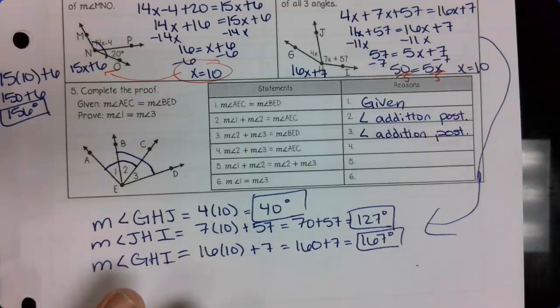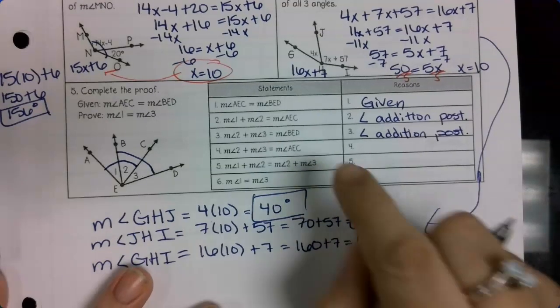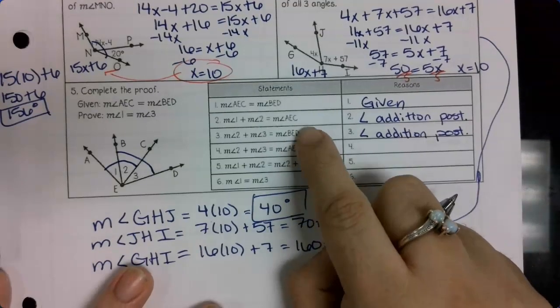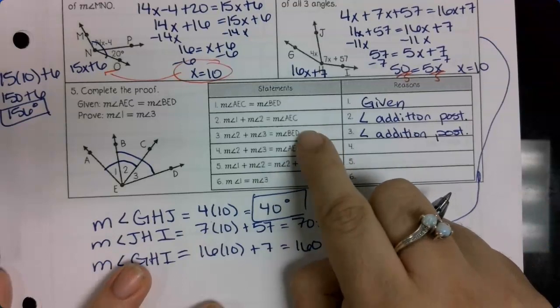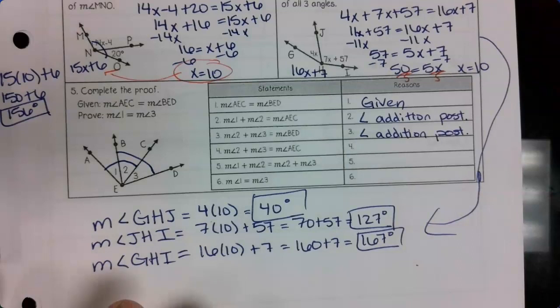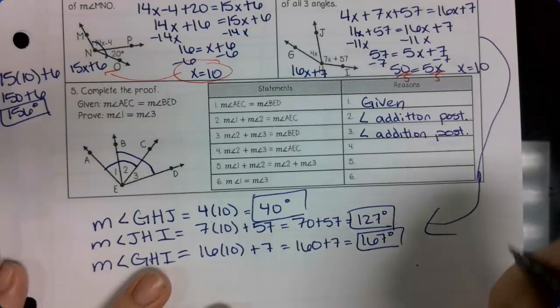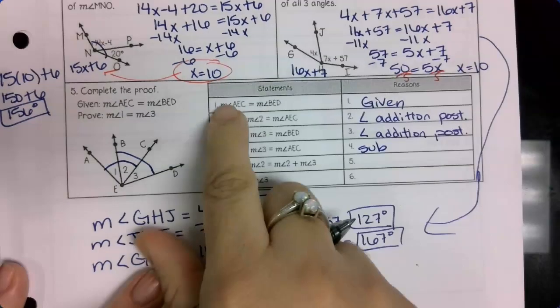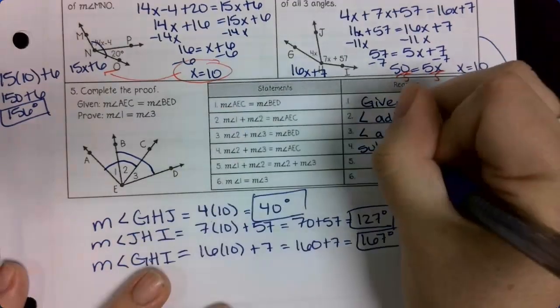Okay, my next one says the measure of angle 2 plus the measure of angle 3 equals the measure of angle AEC. So, on this one, from step 3 to 4, I just changed the angle name at the end. Is there something we've said already that allowed me to change those two angle names? Yeah. I used my substitution property, because that was the very first thing I said, was that those two angles were congruent.